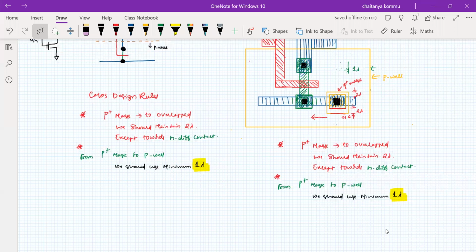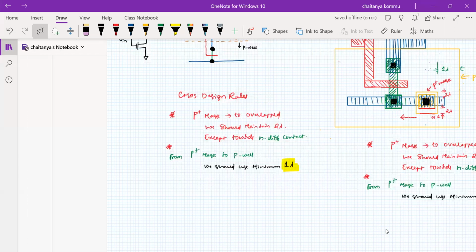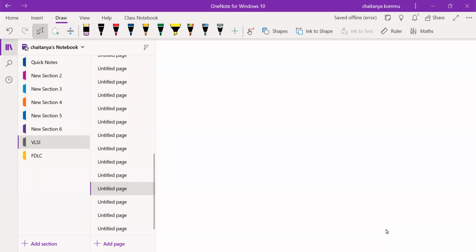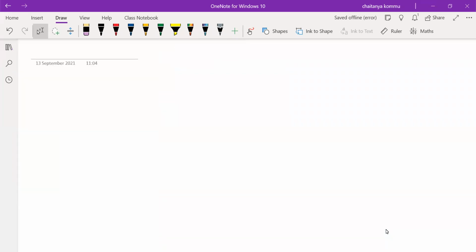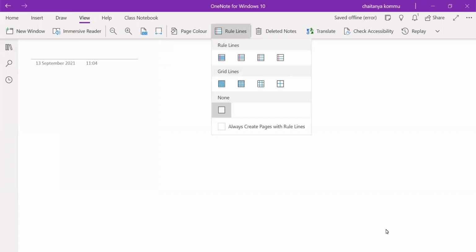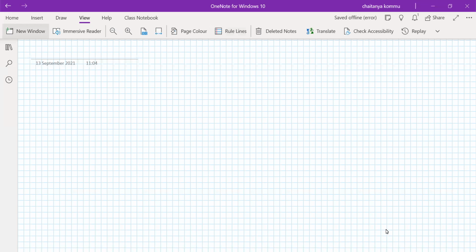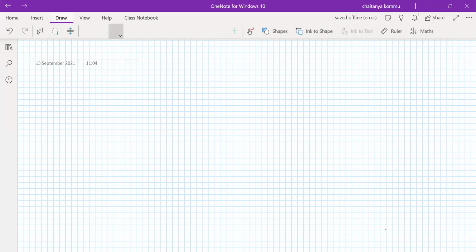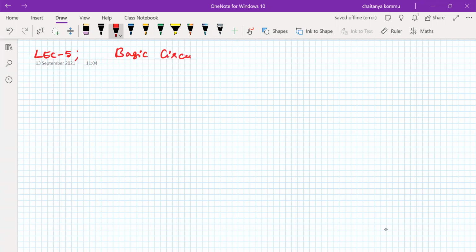According to my plan, today's topic is basic circuit elements. According to the lecture plan, I would like to discuss lecture number 5, basic circuit concepts.